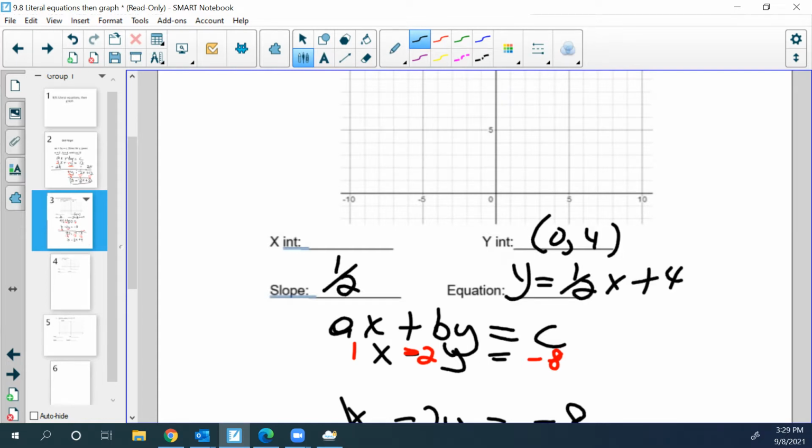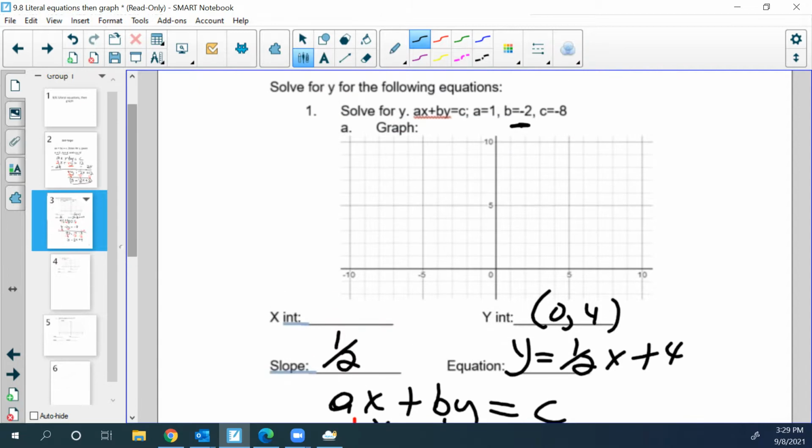Okay, so when we start graphing these equations, we're going to start at our y-intercept, which is our initial point. So we'll start at 4. So 4 is right there on the y-axis. My slope is 1/2. So remember, m is 1/2. That means this is my rise, and the 2 is my run. So that means I'm going to go up 1 and to the right 2.